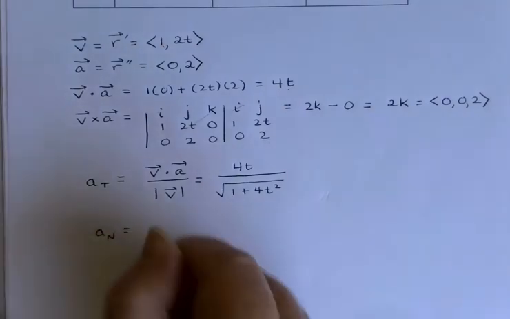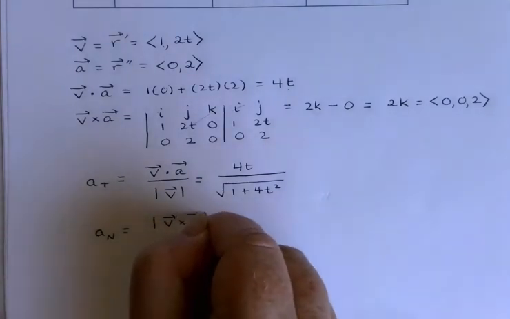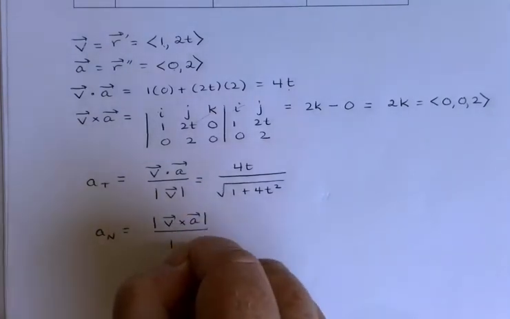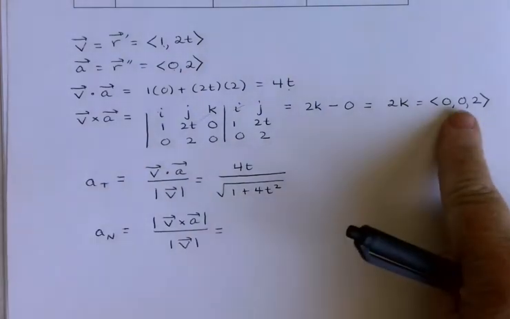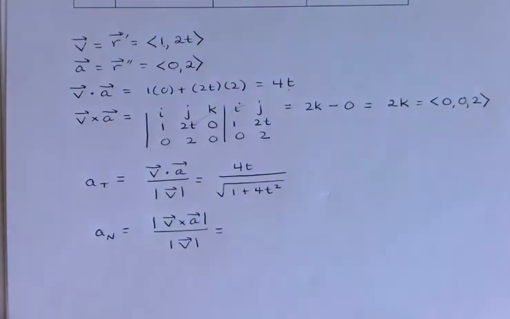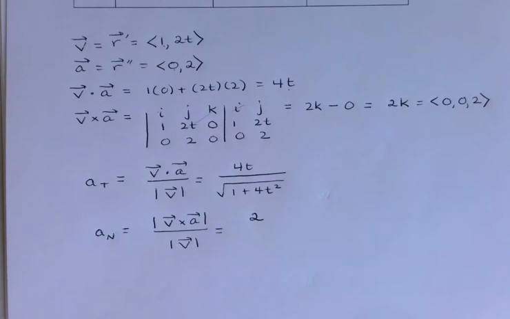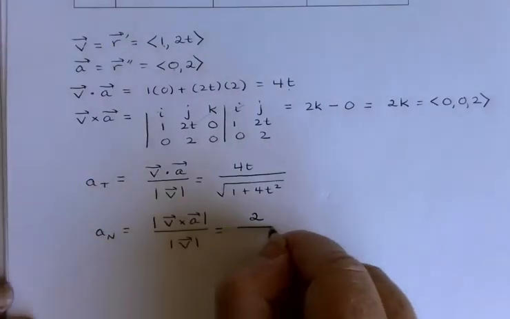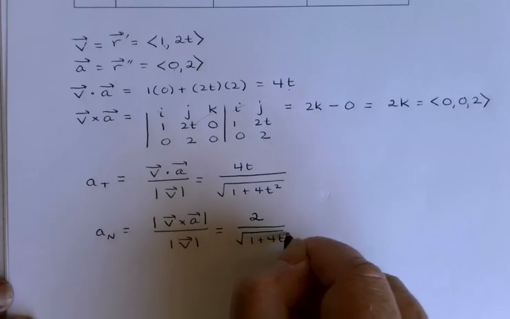The normal component of acceleration is the magnitude of v cross a over the magnitude of v. So the magnitude of that cross product, that's just 2 units up the z-axis, so it's just going to be 2, right? You can put the formula in if you want to, but we don't really need to. We can see it. And again, the magnitude of v is the square root of 1 plus 4t squared.